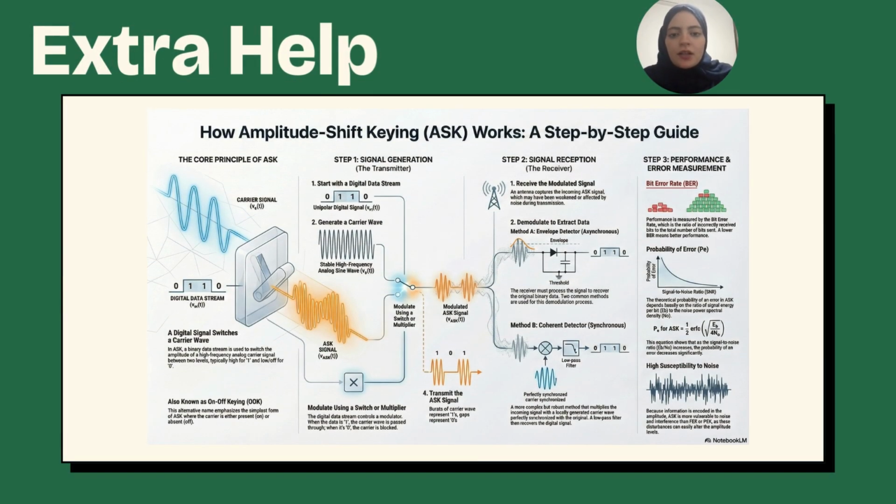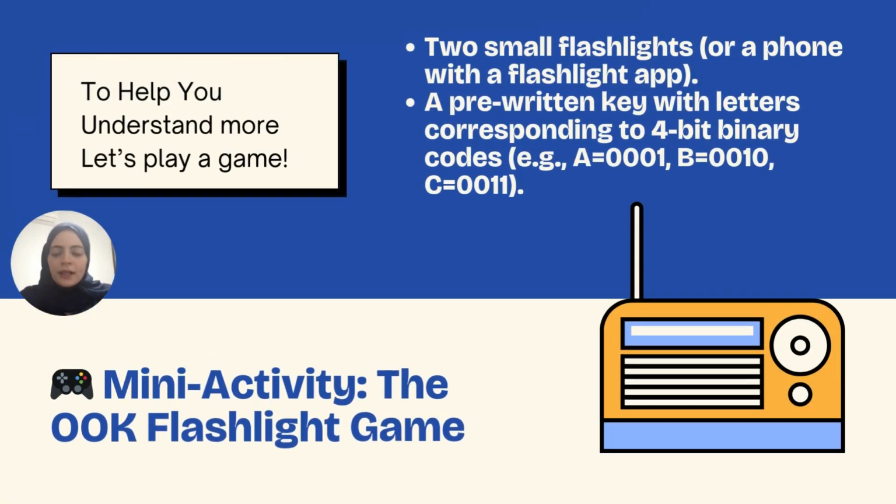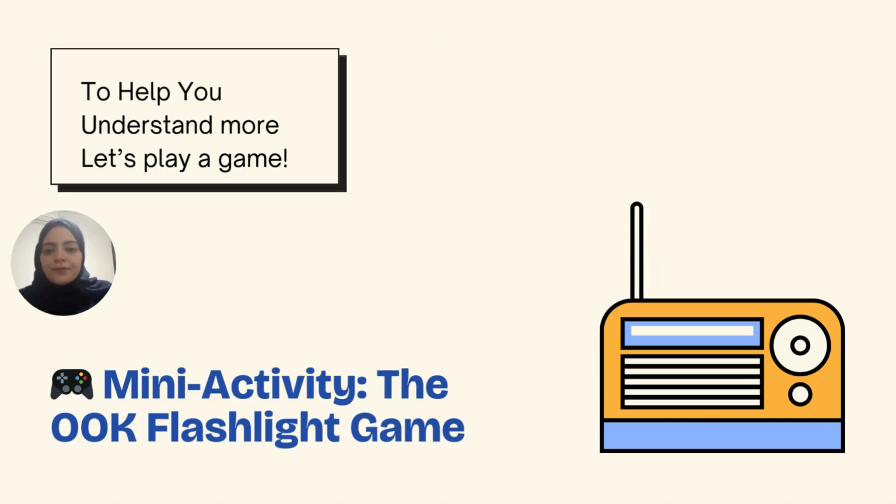This image here concludes the whole process and makes it very visual for everyone to understand. In order to really understand the concept, we have a small game which needs two people. One of the people has to be the transmitter. The transmitter will get a code and form it into 4-bit numbers, and they will have to send that code by flashlight. When the bit is 1, they turn the flashlight on, and when it's 0, they turn it off. And the receiver has to take these numbers and form a code.